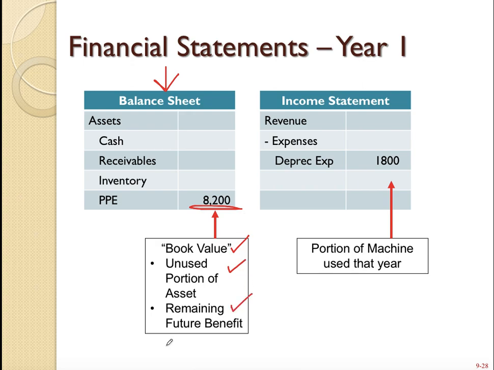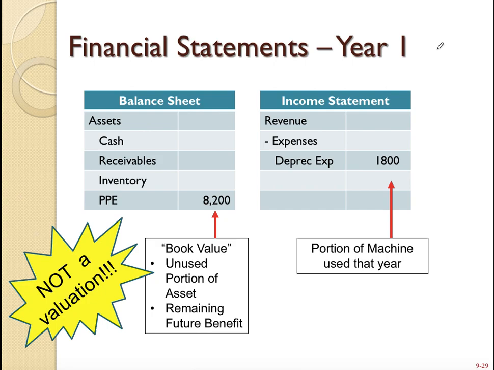It represents the remaining 4 years plus the salvage value, don't forget that we have still left in that asset, okay? The income statement, on the other hand, is going to reflect $1,800, which is the portion of the machine that we used in year 1. Again, telling you again, this is not a valuation. Okay, this is book value, not market value. It just means what amount of that $10,000 cost have I not used yet.